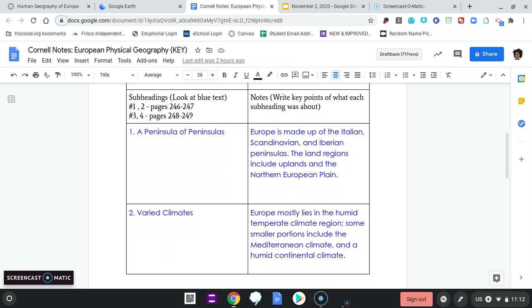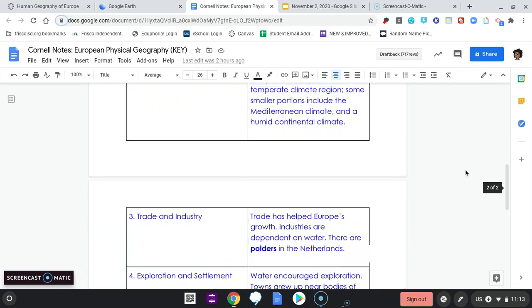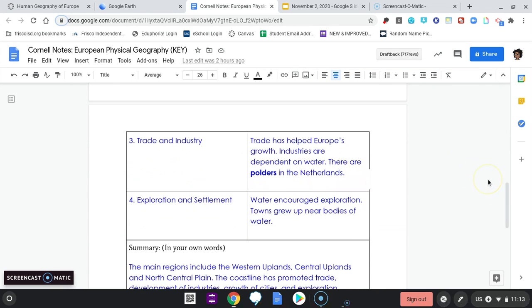So for my notes on the Cornell Notes, I recommend that you try and get a couple of points for each of the subheadings. Europe is made up of the Italian, Scandinavian, and Iberian peninsulas, and the land regions include uplands and the northern European plain. And then the varied climates. Europe mostly lies in the humid temperate climate region, and some smaller portions include the Mediterranean climate and a humid continental climate. Trade and industry was found on pages 248 and 249.